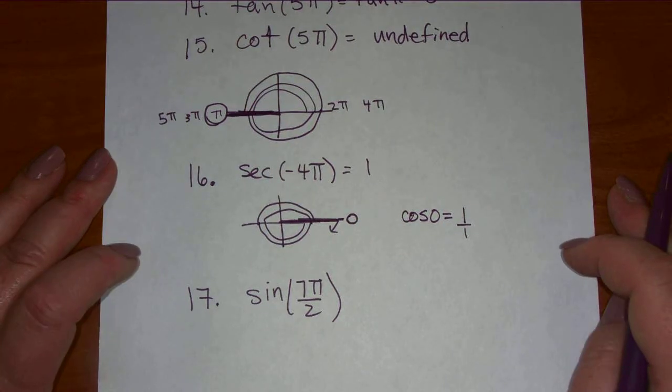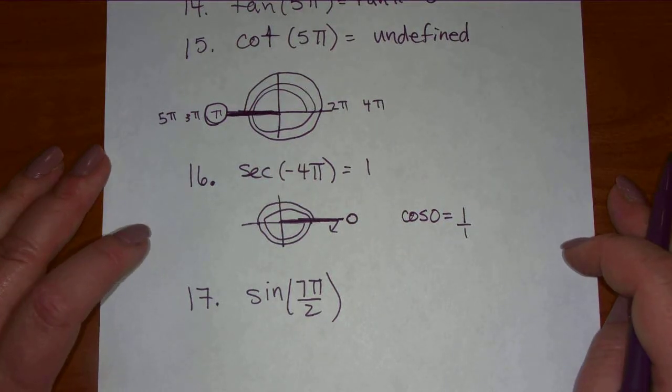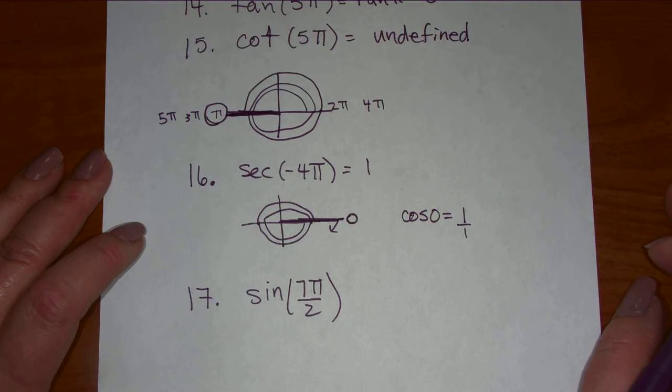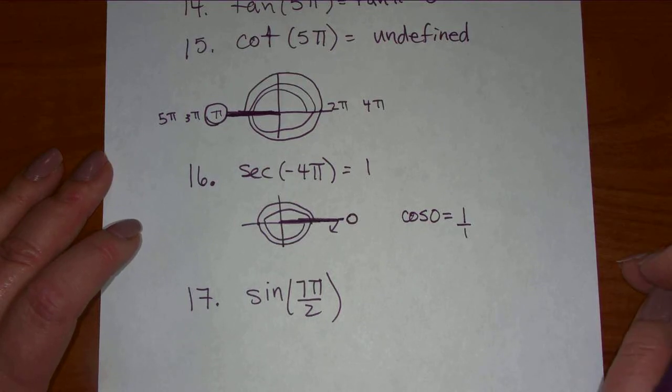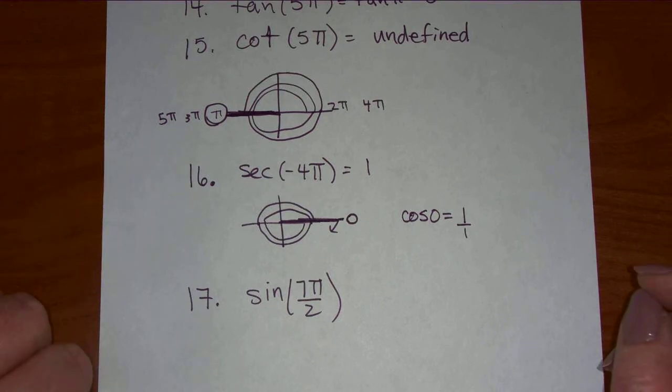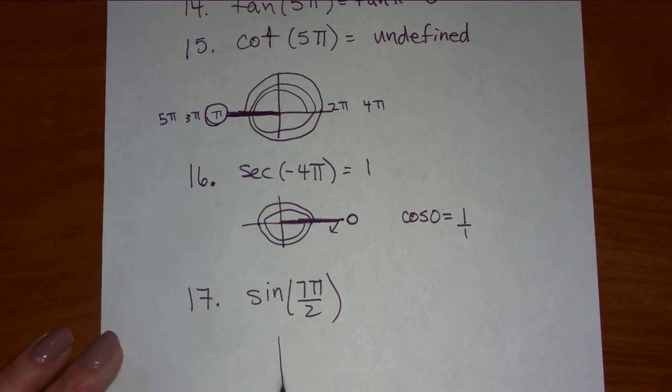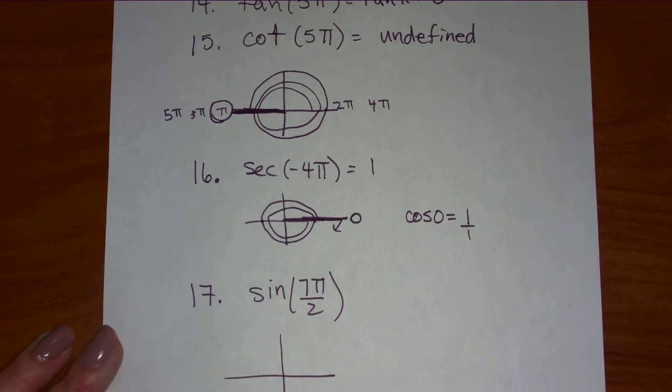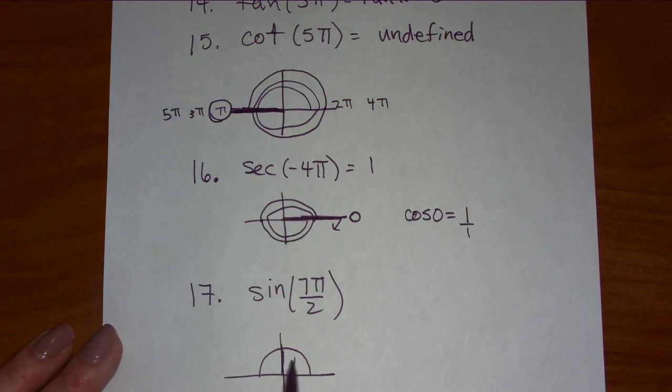But 0 flipped over is undefined. 1 flipped over is 1. Undefined flipped over? 0. All right, what about this one? Where do we land? Last one. Pi over 2. So that's a pi cut into 2. So that cuts it there. 1, 2. We want 7. 3, 4, 5, 6, 7.